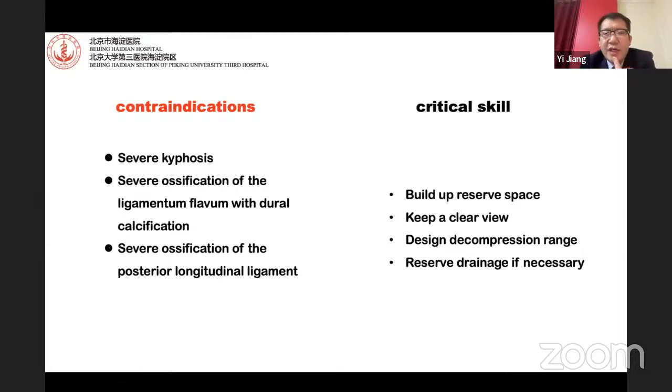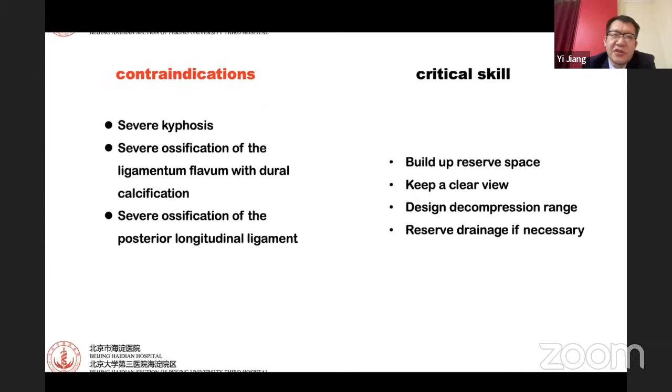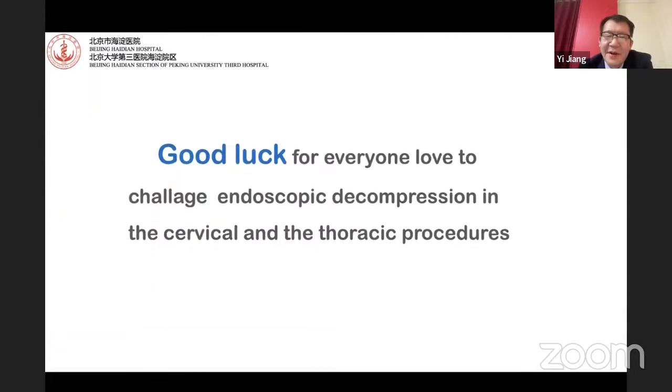So in thoracic surgery, sometimes it's a disaster and a nightmare for the surgeon and patients. So good luck for everyone. Love the change and endoscopic decompression in the cervical and thoracic procedures. Thank you. That's all.